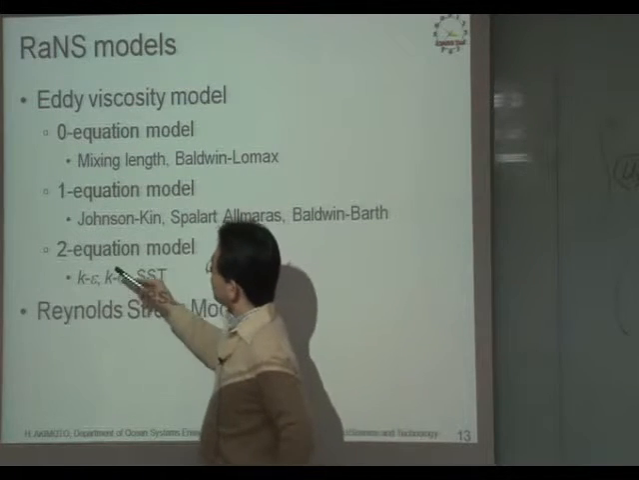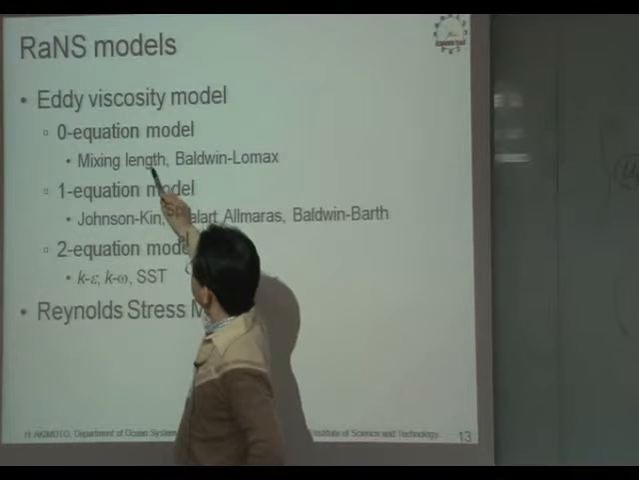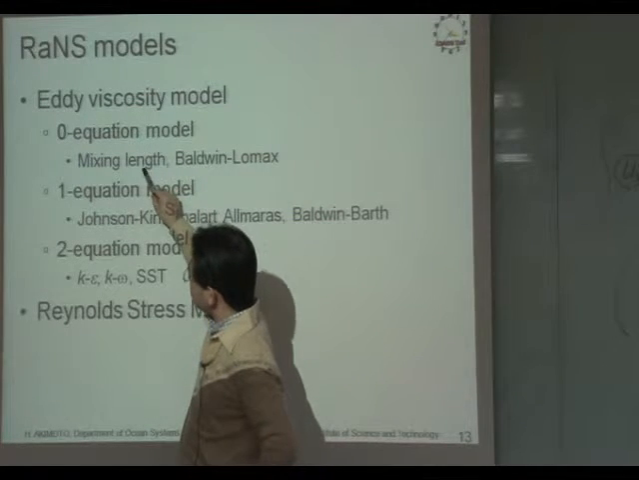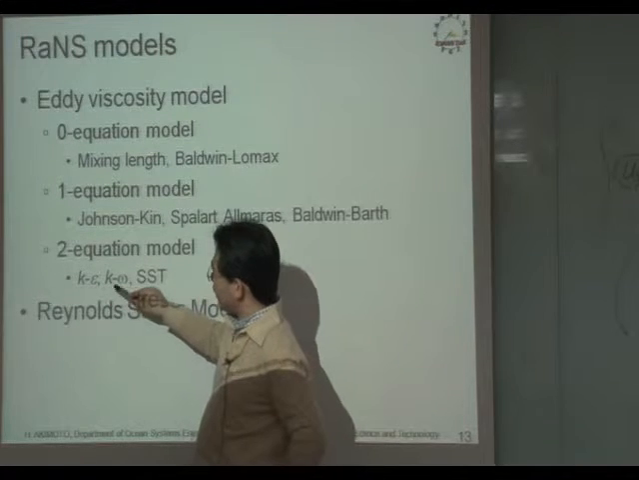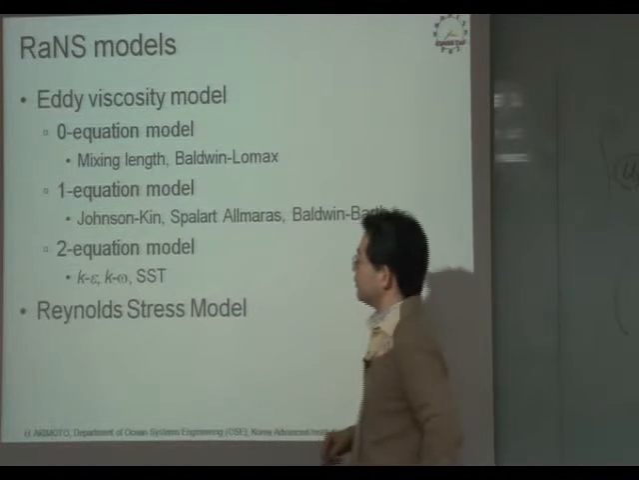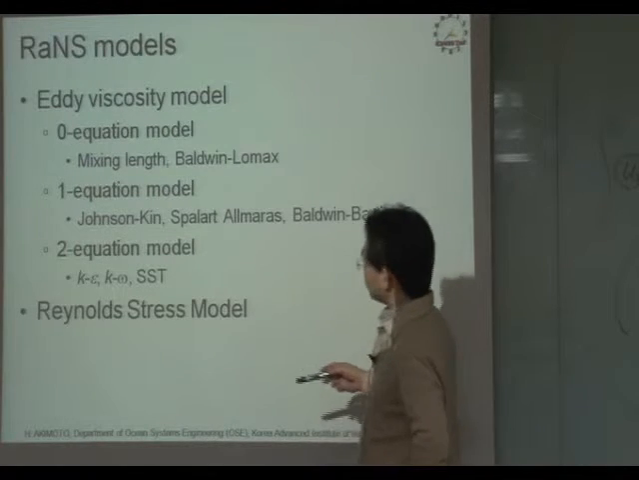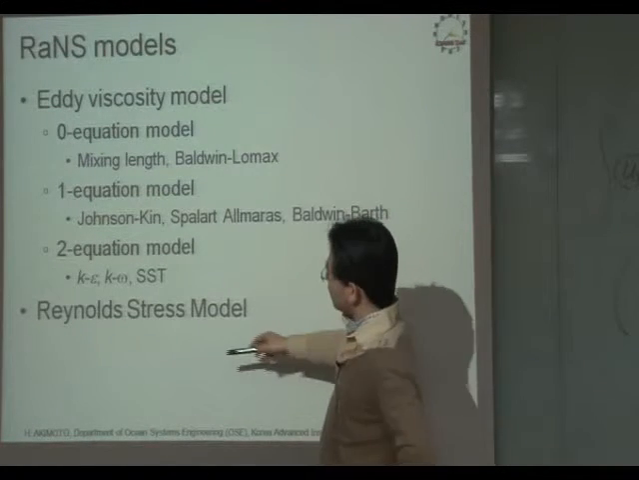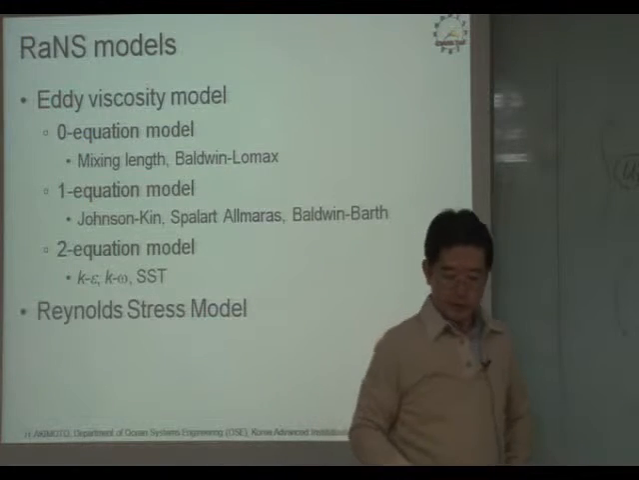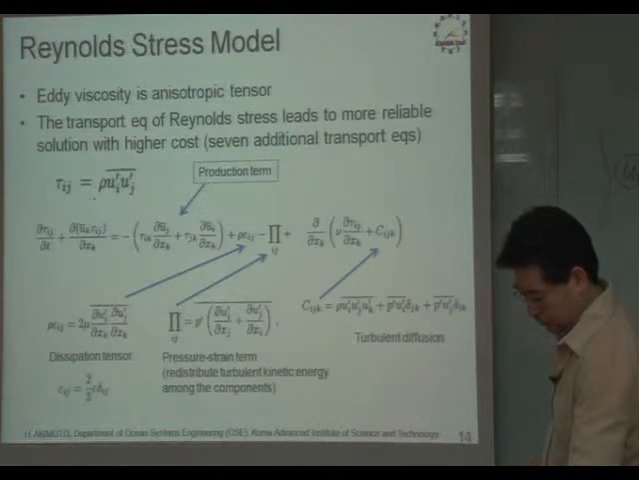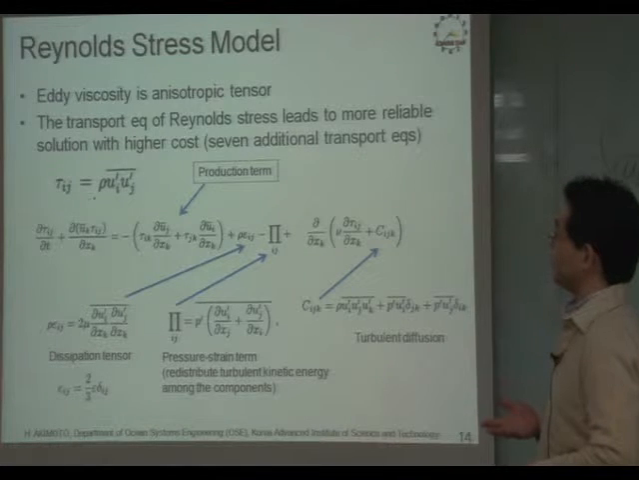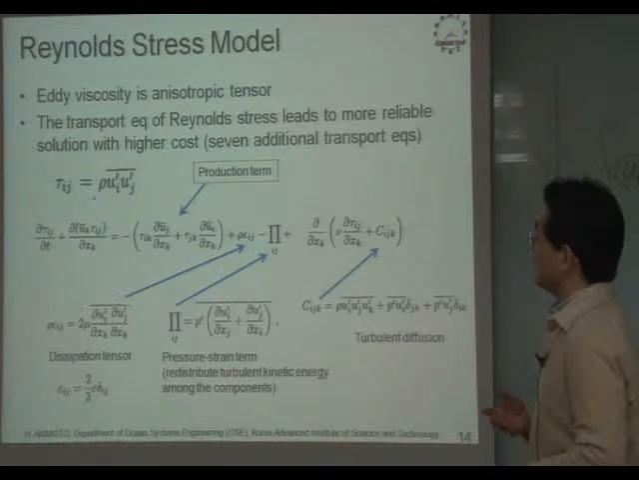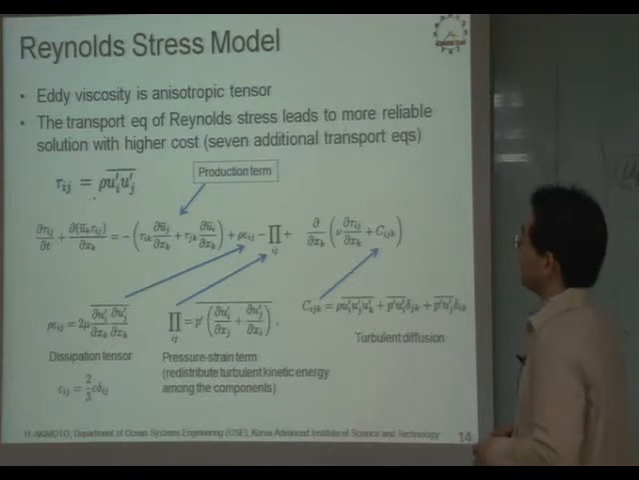The famous one is mixing length theory as a basis, and practically popular ones are k epsilon and k omega in the present situation. The last one is Reynolds stress model. This one is more complicated, so I will convey only the image of this treatment.